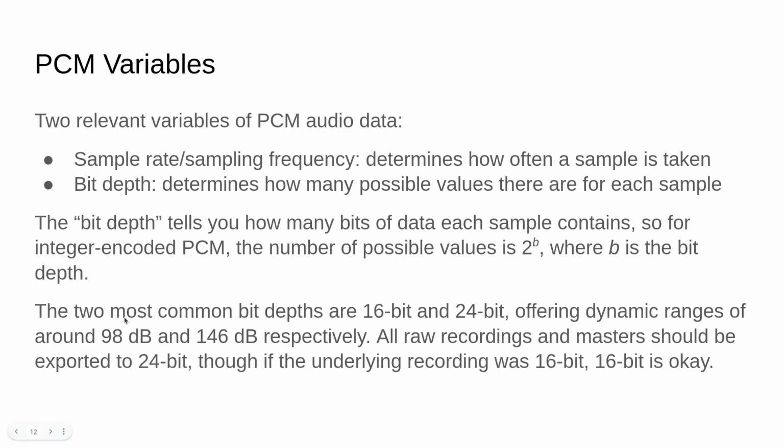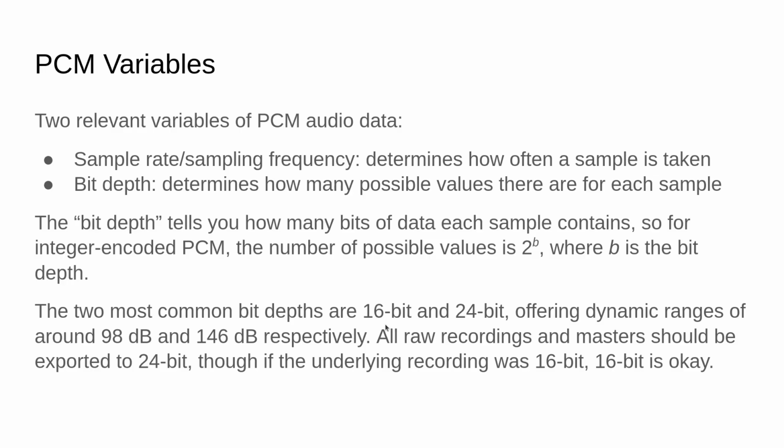The two most common bit depths are 16-bit and 24-bit. They offer dynamic ranges of 98 and 146 decibels respectively. And for people who are familiar with the decibel scale, you'll realize these would be quite loud. And because this is the ratio between the loudest sound a digital audio track can produce and the quietest sound a digital audio track can produce, unless you're listening at unsafe volumes, 16-bit is more than enough for listening.